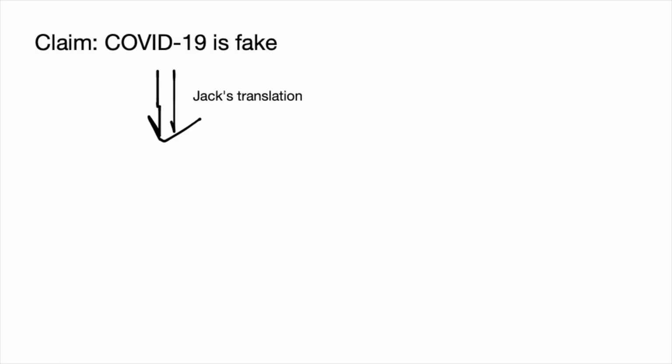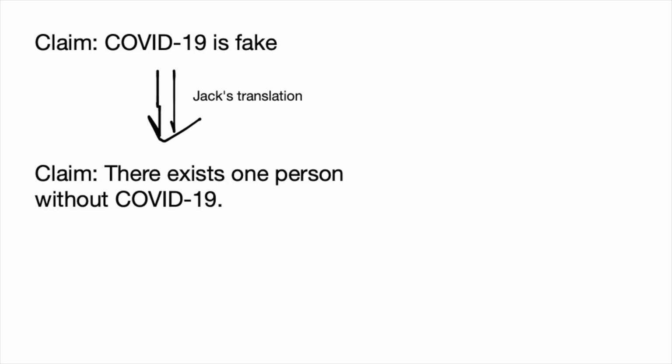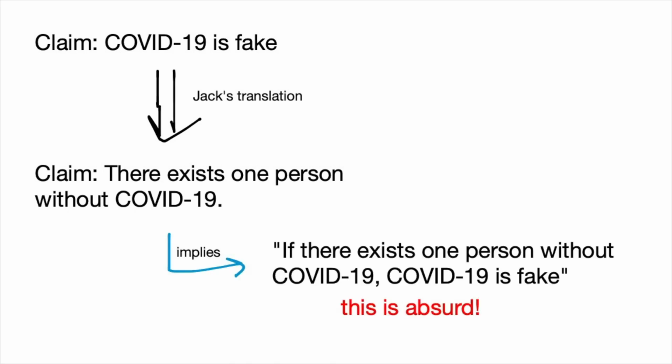So, this claim says COVID-19 is fake. So here, Jack, who probably didn't know math, thought that the statement was a there exists statement, like there exists one person without COVID-19, which means that his logic reads, if there exists one person without COVID-19, then COVID-19 is fake. Read that statement again and think about why that sounds absurd.